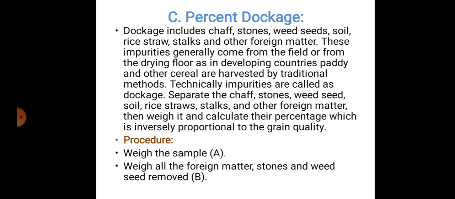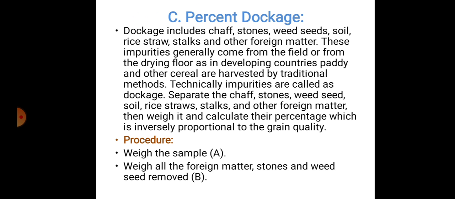Percent dockage. Dockage includes chaff, stones, weed, straw, seeds, soil, raw rice straw, stalks, and other foreign matter. These impurities generally come from the field or from the drying floor, as in developing countries paddy and other cereals are harvested by traditional methods. Technically, impurities are called dockage. Separate the chaff, stones, weed seed, soil, rice straws, stalks, and other foreign matter.